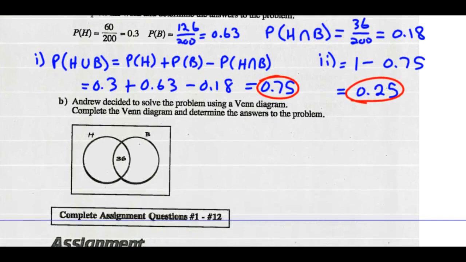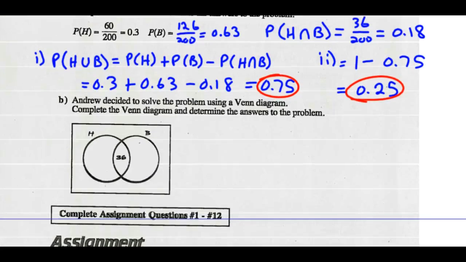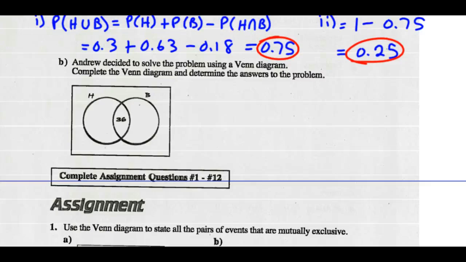Andrew decided to solve the problem using a Venn diagram. Complete the Venn diagram to determine the answer to the problem. So we were told 36 people experienced relief from both. We're going to put that in the middle. We were told that 60 people experienced relief from headaches. So 60 minus 36 is 24. That's going to go in the headache circle only. We were told that 126 people experienced backache relief. Already 36 in the backache relief, so 126 minus 36 is 90.